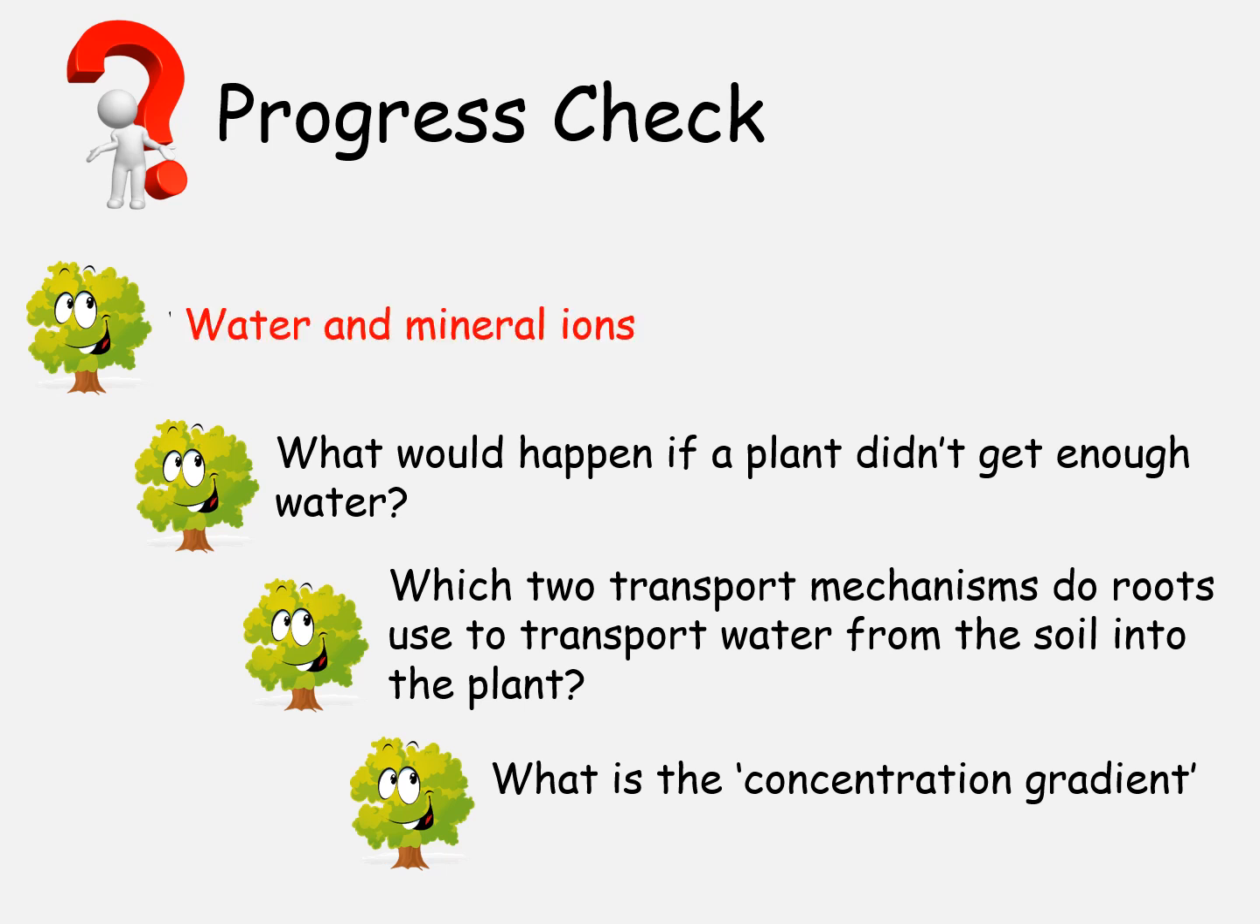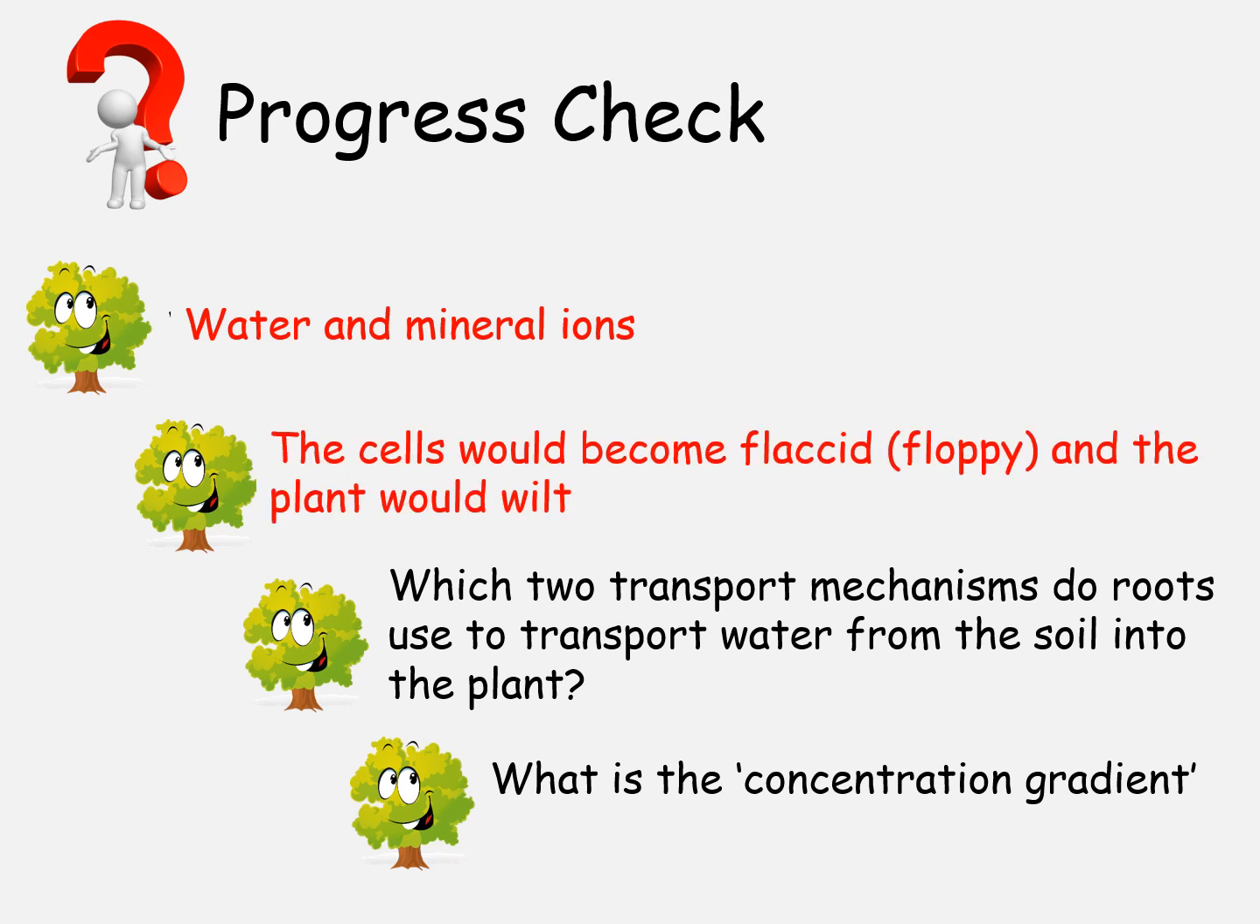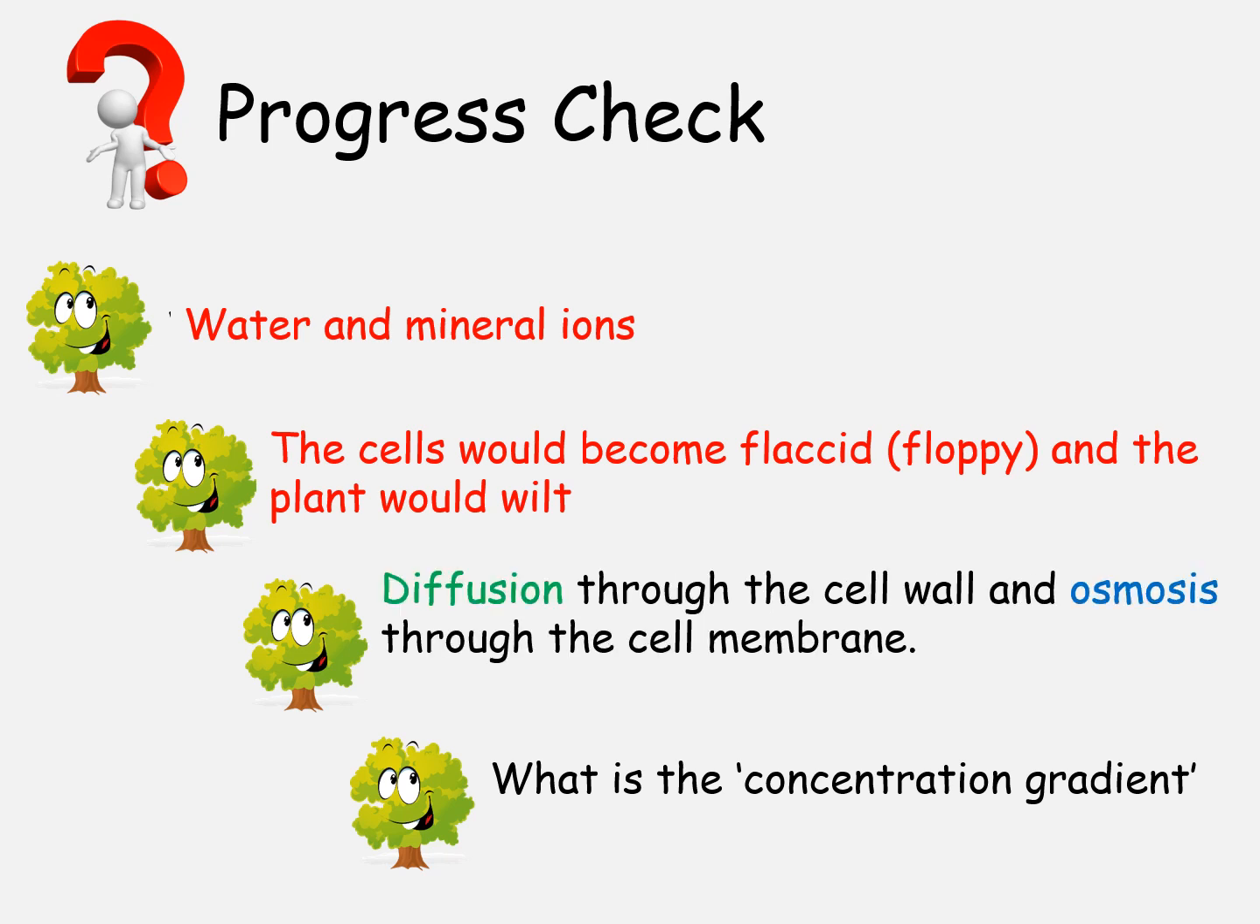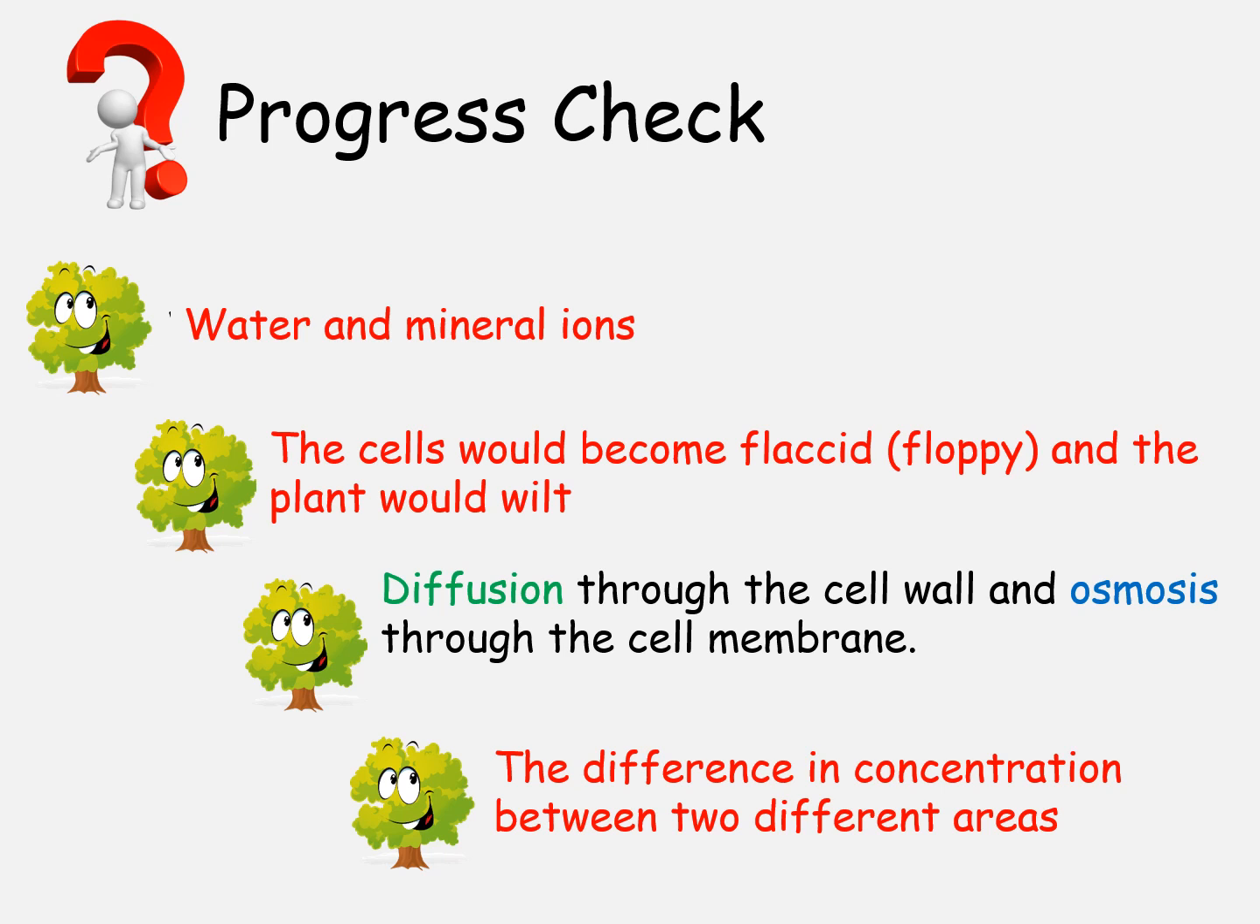So water and mineral ions are absorbed by the roots. If a plant didn't get enough water, the cells would become flaccid or floppy and the plant would wilt. The two transport mechanisms for water are diffusion through the cell wall and osmosis through the cell membrane. And finally, the concentration gradient is the difference in concentration between two different areas.